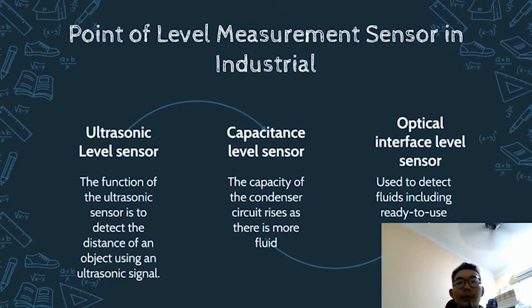Next is the capacitance level sensor. It uses a dielectric medium between two or more electrodes. The capacitance level sensor utilizes the liquid in the tank, so the capacitance of the circuit rises as there is more flow. The third one is the optical level sensor. It is used to detect the flow, including ready to use material. They work based on the transmission change in the infrared light.